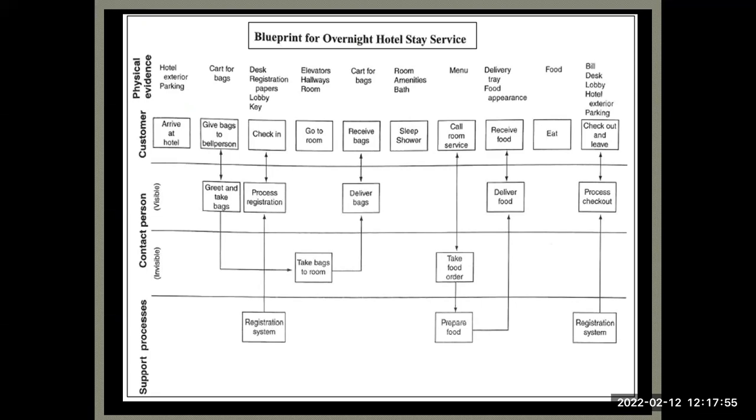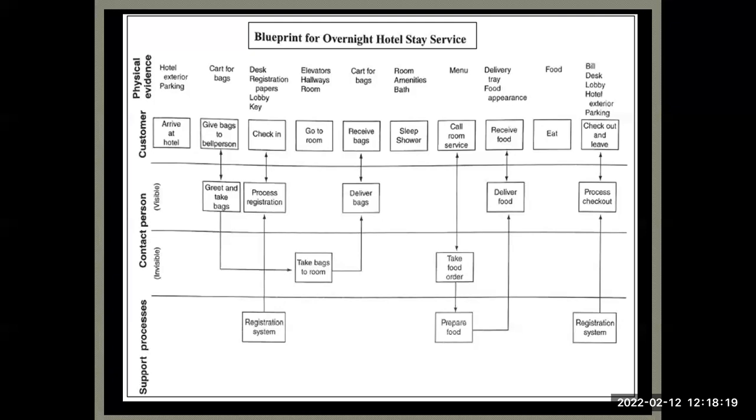By the time the bellboy, or any employee of the particular hotel, takes the bags to the room, you will receive the bag at the room, and that bag will be delivered there. Then you will sleep, you will take a shower, and you will use the amenities of that particular hotel for one particular night.